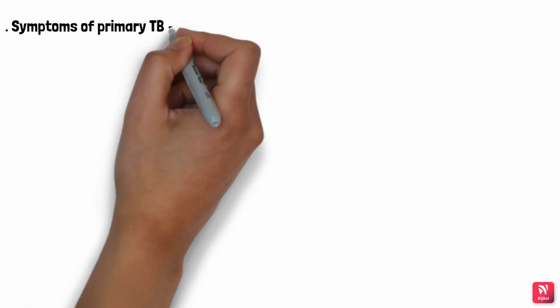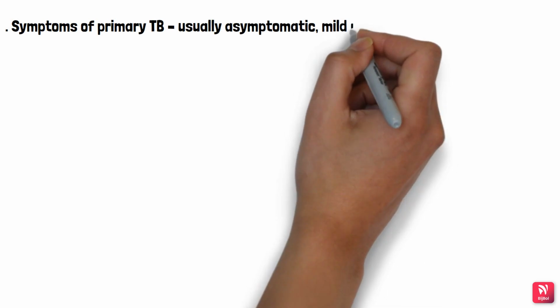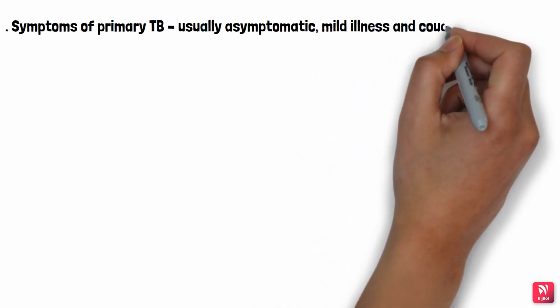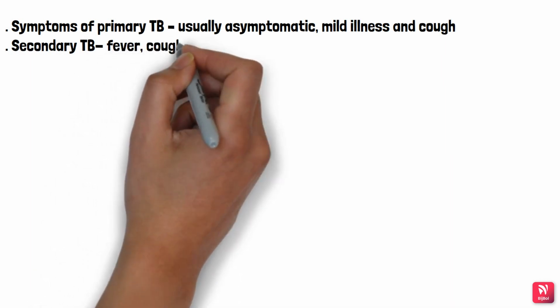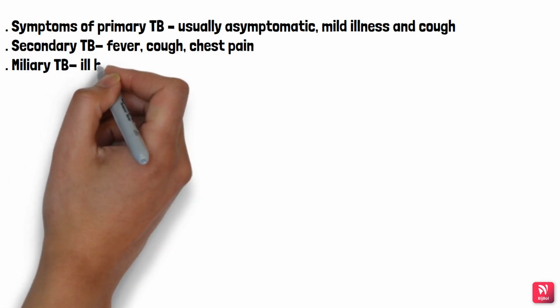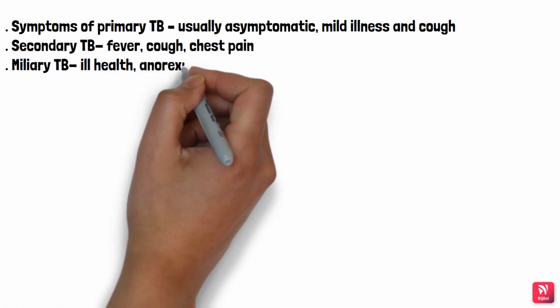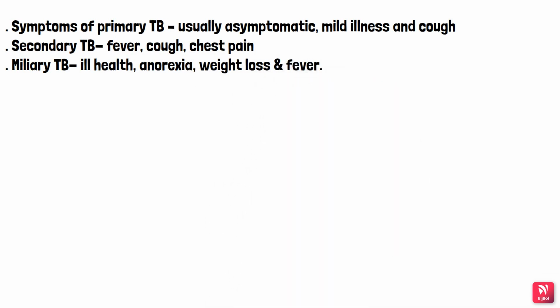So if you see in primary tuberculosis, it is usually asymptomatic in nature. Only mild illness and cough will be there, and that cough will be dry and productive cough. Whereas secondary tuberculosis will show fever, cough and chest pain, and miliary tuberculosis wherein there will be very ill health, anorexia, weight loss and fever will be there.